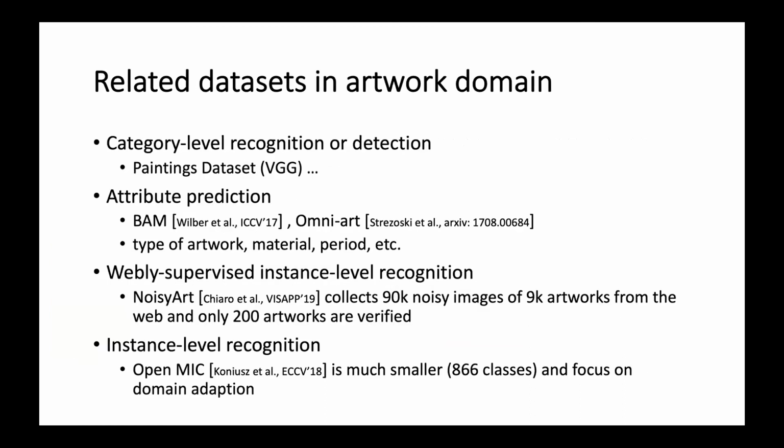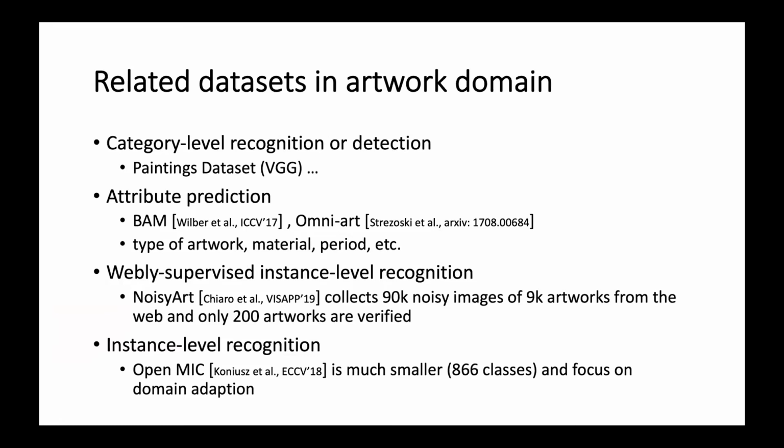This slide summarizes some of the related datasets in the artwork domain. Some of the datasets only focus on the category level recognition or detection, for example, dog, bird, and house. Some focus on attribute prediction, for example, type of artwork, material, and period. There are mainly two datasets which are closely related to our dataset.